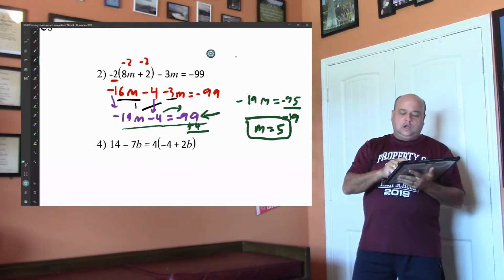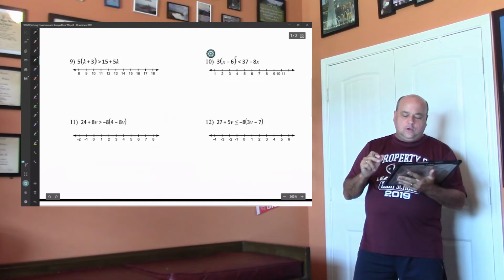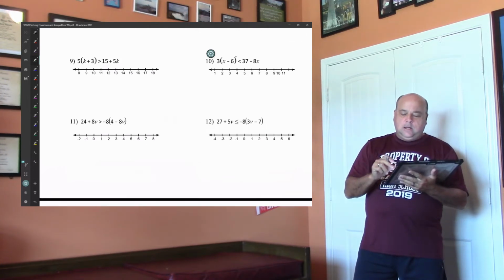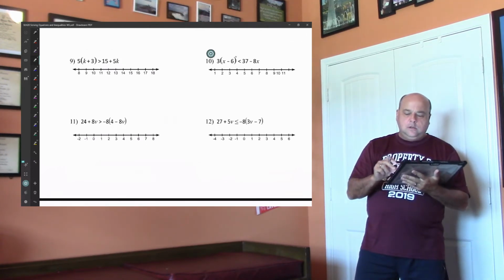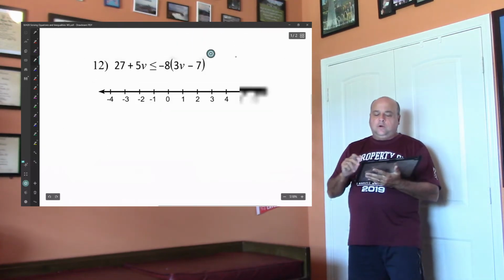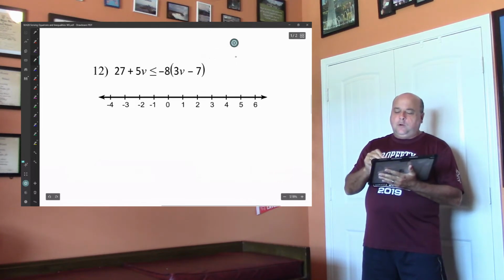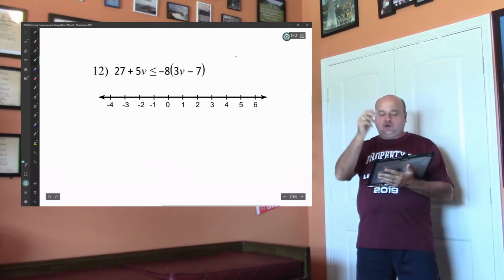Oh, let's go to an inequality. Okay, I'm only going to do one of these for you, and let's do number 12. Okay, on number 12, I'm going to start at the top and then go down. So on number 12, we have a Bluebell truck, don't we? So we're going to distribute the -8.